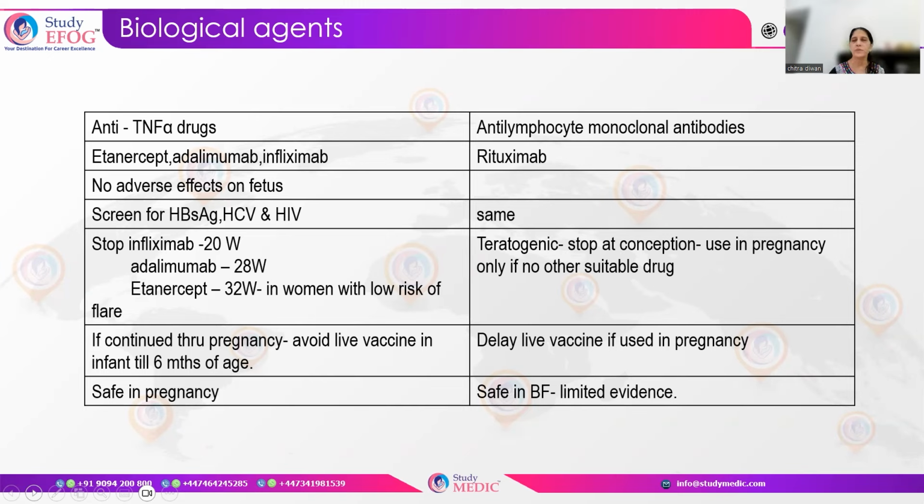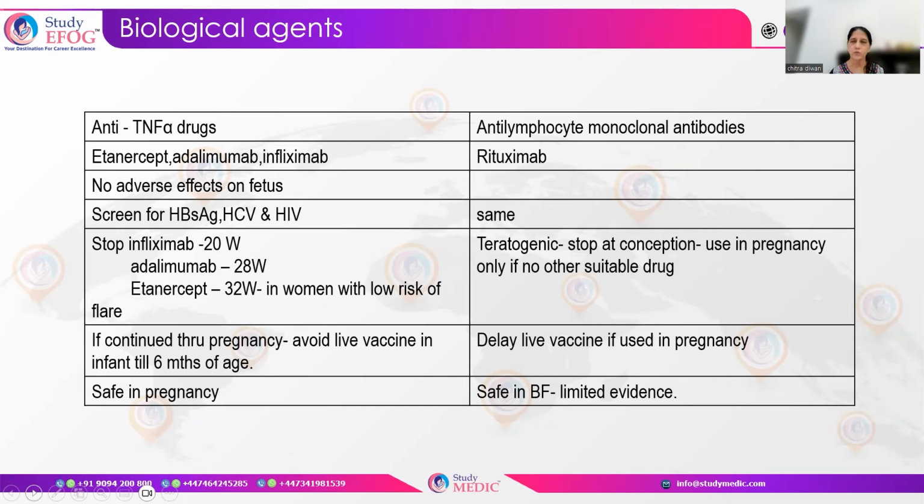Now, infliximab is advocated to be stopped at 20 weeks of pregnancy, adalimumab at 28 weeks, and etanercept at 32 weeks for women who are at a low risk of getting flares in pregnancy. For women who are at a high risk, you can continue these drugs throughout pregnancy, but remember to avoid live vaccination in these infants up to 6 months of age. So normally these drugs are safe in pregnancy.